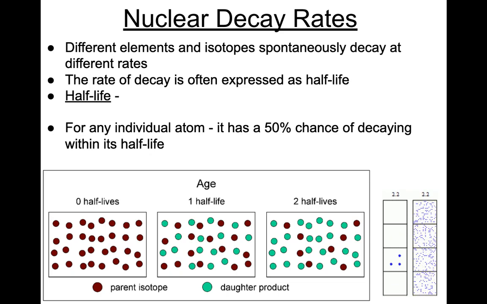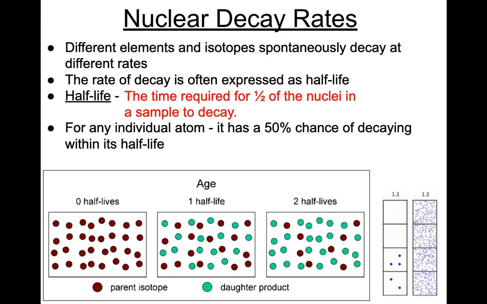But if we look at all of the atoms that are present in a sample, then we can start to predict how many of those atoms will decay and how quickly that sample will decay. Often when we're talking about how quickly nuclear decay happens, we talk about the half-life of an isotope. The definition of half-life is the amount of time it would take for half of the nuclei in that sample to decay.